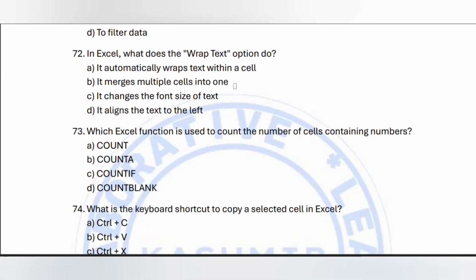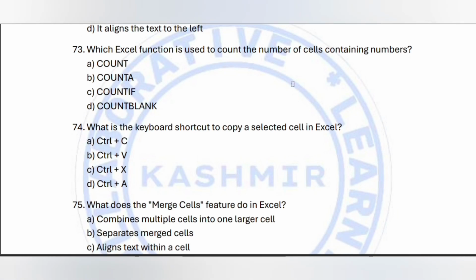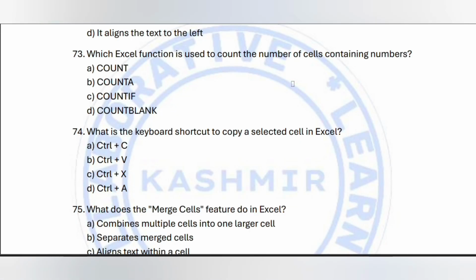Question number 72. In Excel, what does the wrap text option do? It automatically wraps text within a cell. Number 73. Which Excel function is used to count the number of cells containing numbers? Count. Question number 74. What is the keyboard shortcut to copy a selected cell in Excel?